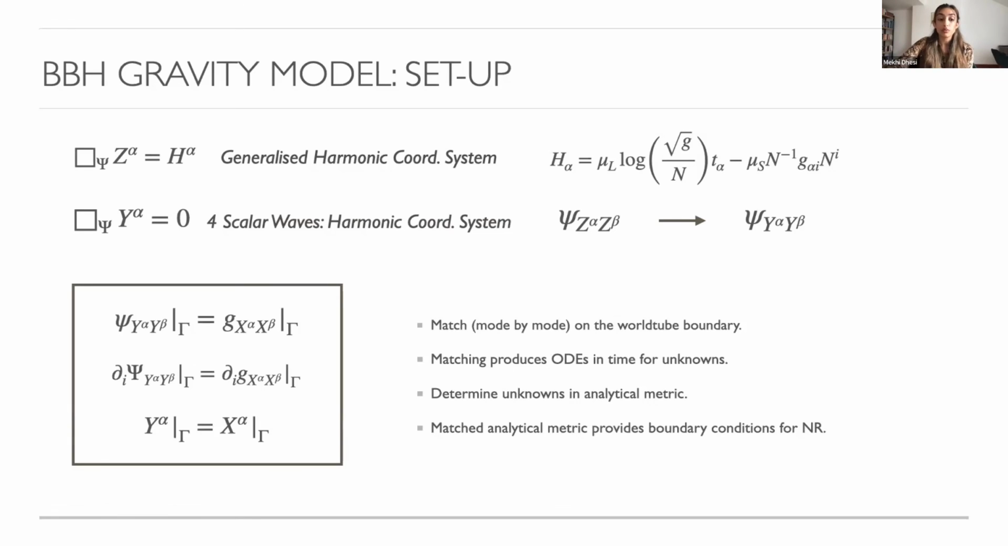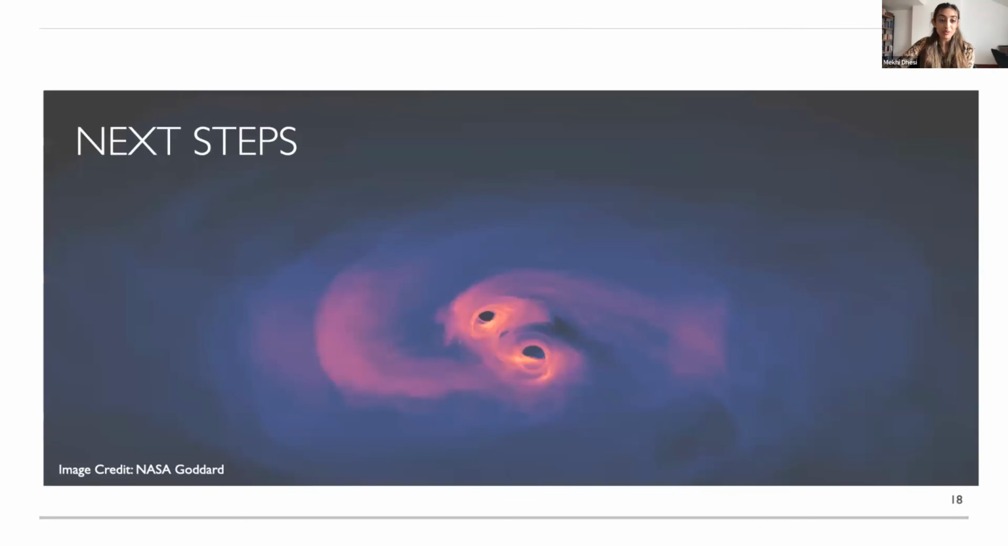And again, we do this on a mode by mode basis, which produces ODEs in time for the unknowns that you saw on the last slide. And solving these can fix their values. And then the matched analytical metric should in theory provide boundary conditions for the numerical solution at the next time step, and the procedure should repeat. And all should hopefully be nice and stable.